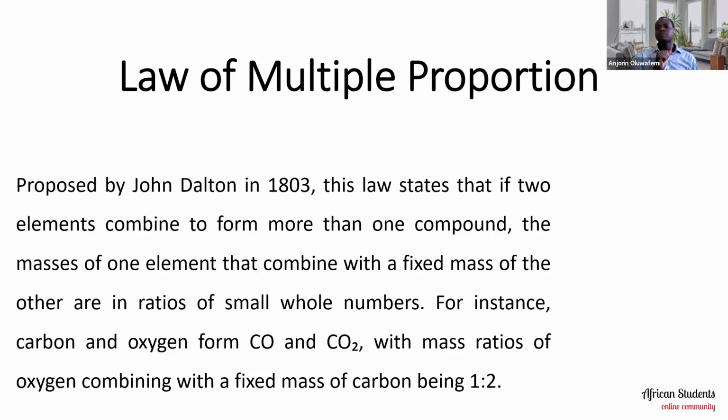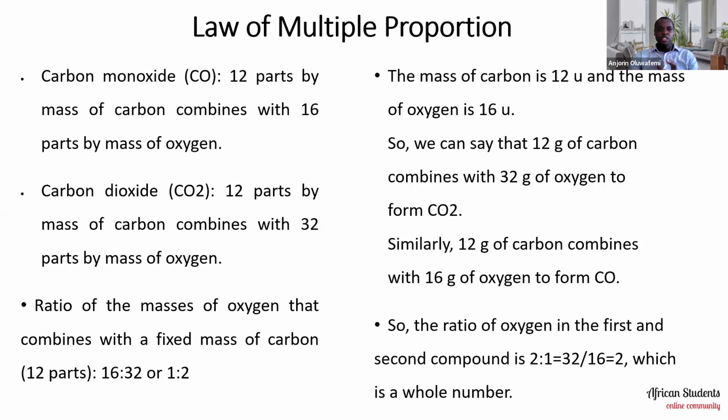For instance, carbon and oxygen form CO, that's carbon monoxide, and carbon IV oxide, CO2, with mass ratio of oxygen combining with a fixed mass of carbon being 1:2. So what happened is that the mass of carbon that is combining is fixed, but that of oxygen is varying. But when you work it out, you discover that it will always still result in ratios of small whole numbers. And that's why we arrived at 1:2. Okay, let's look at an example to explain this further.